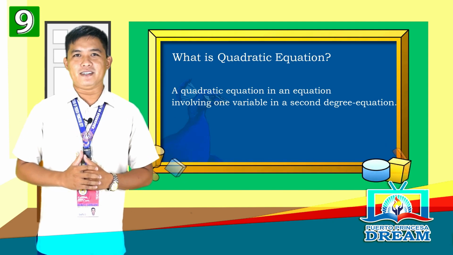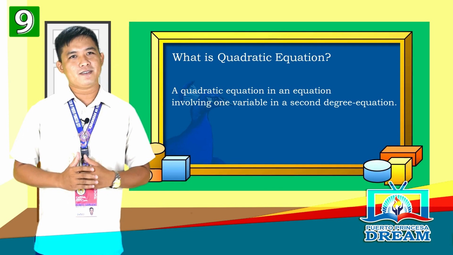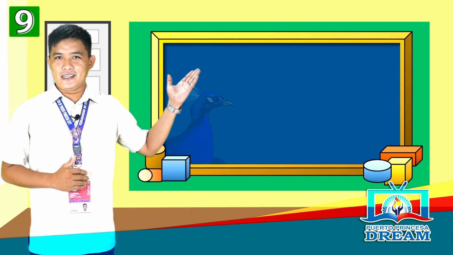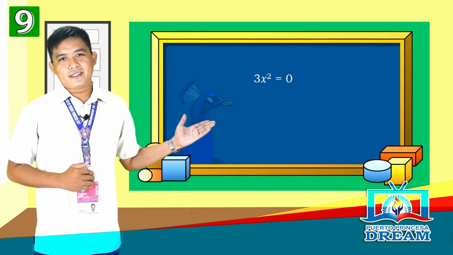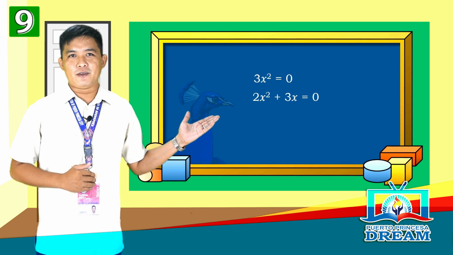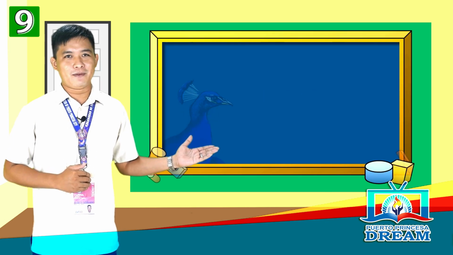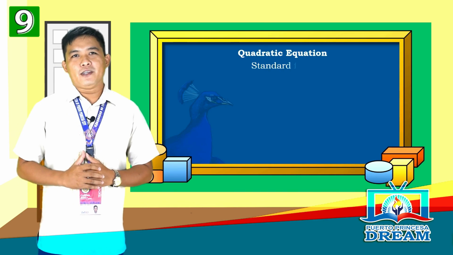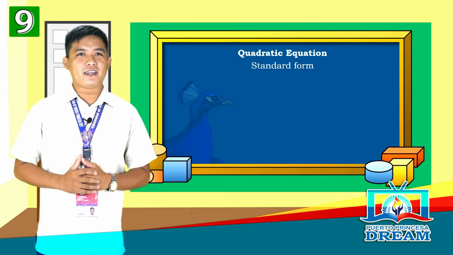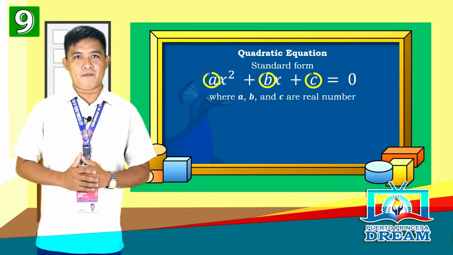Here are some of the examples of quadratic equations. 3x squared is equal to 0. 2x squared plus 3x is equal to 0. X squared plus x minus 5 is equal to 0. A quadratic equation in one variable can be written in its standard form.